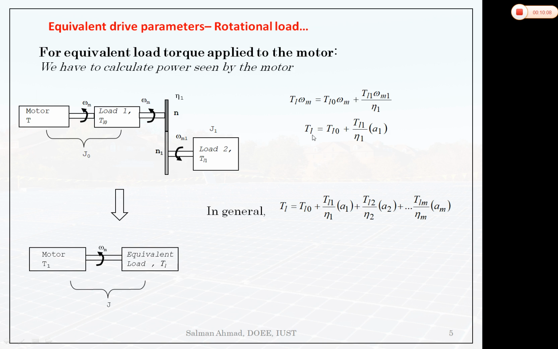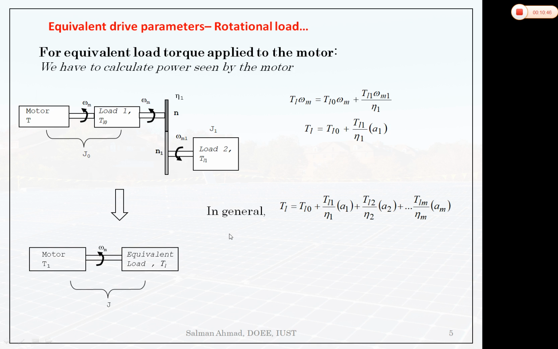So the power seen by the motor, TL into omega m, will be equal to TL naught omega m plus TL1 omega m1 upon eta 1. If we divide both sides by omega m, on the left hand side we have TL, which is equal to TL naught plus TL1 upon eta 1 times omega m1 upon omega m. Again, this is the gear ratio: load side speed divided by motor side speed, or n upon n1, will be the gear ratio.